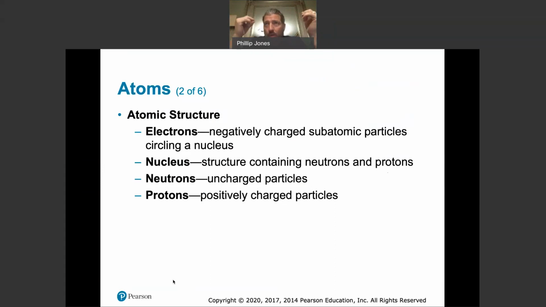This should also be on the worksheets I put in your course for chapter 2. The nucleus is a structure that contains the neutrons and protons. And remember, neutrons have no charge, protons have a positive charge.